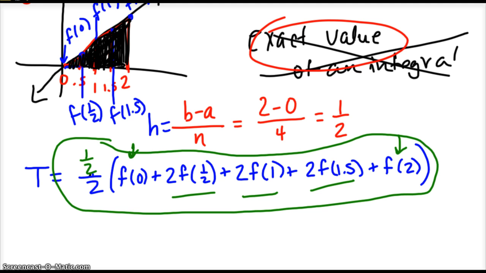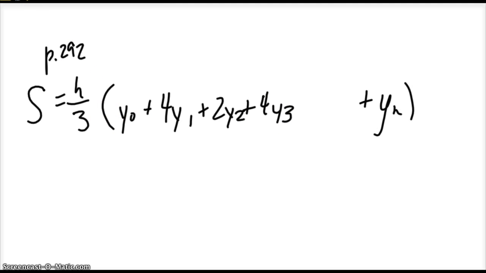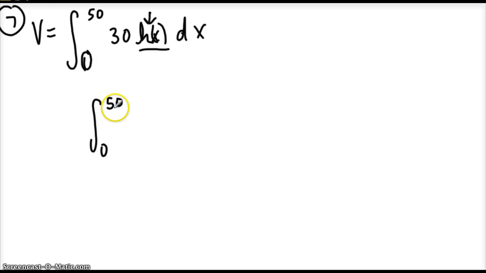Okay? So I know that's pretty vague, but just know this means I'm going from 0 to 50 feet, and h of x is the depth of the water. Okay? And that one's going to be in the back of the book. So check your odds in the back.